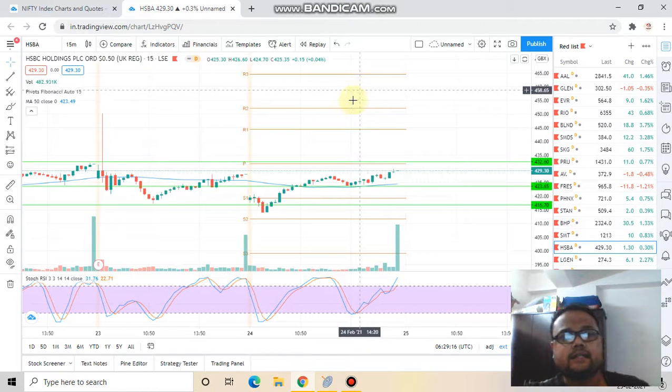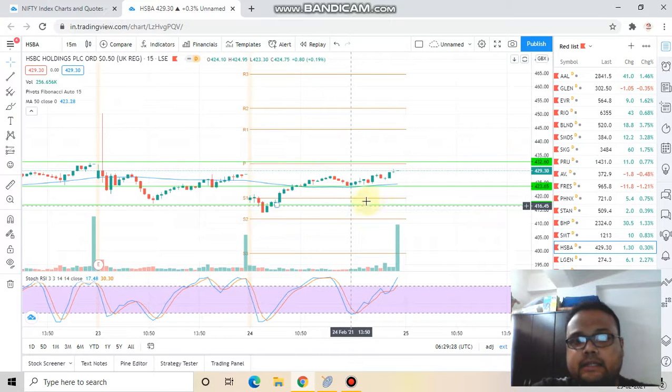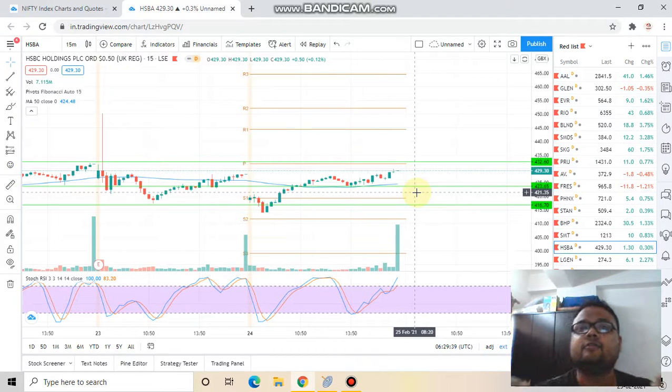So the next stock is HSBC Holdings. Okay, LTP was 429. Okay, two important levels are 416 on the downside and 432.60 on the upside. That's it. If it comes down to 416.7 level, if it bounces from there, buy. Okay. If it goes to the 432.6 level, if you see some reversal or price rejection from above, you can short it. If it breaks, then you know what to do.